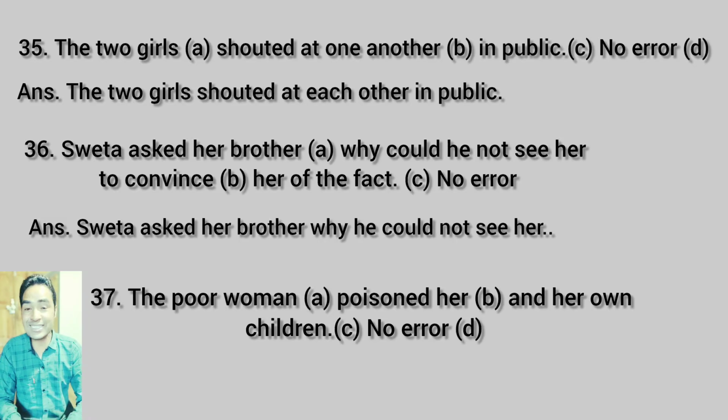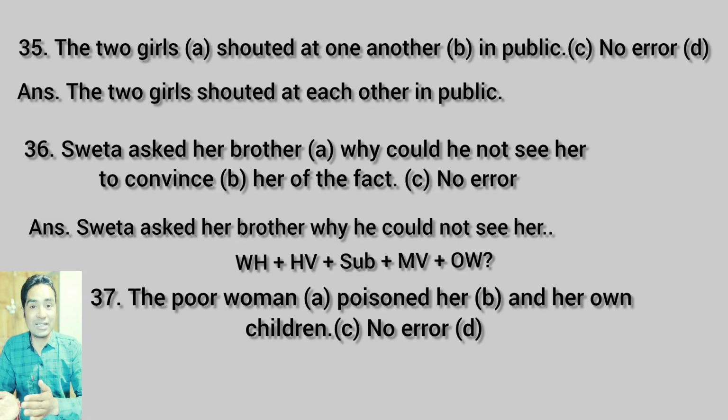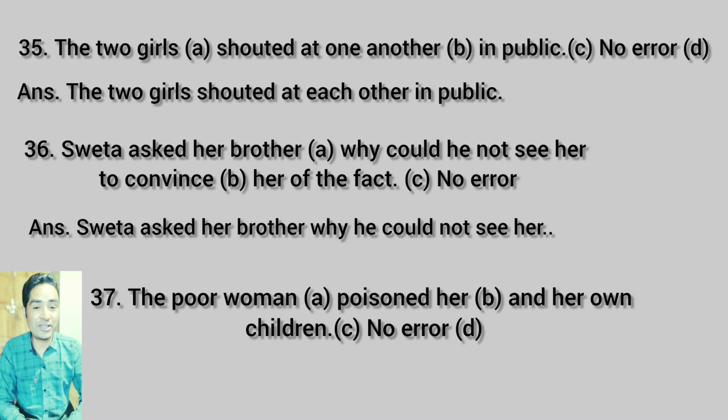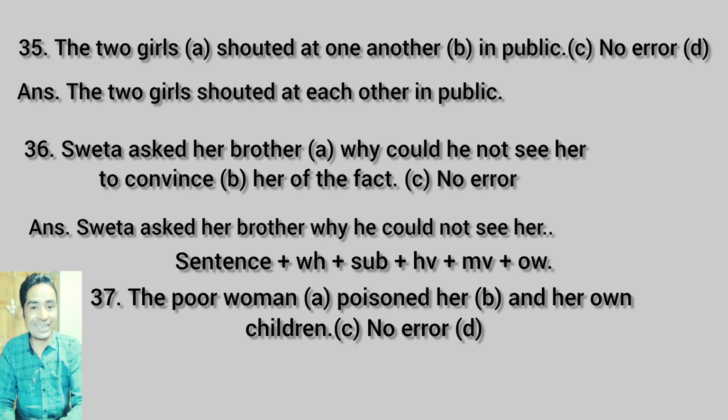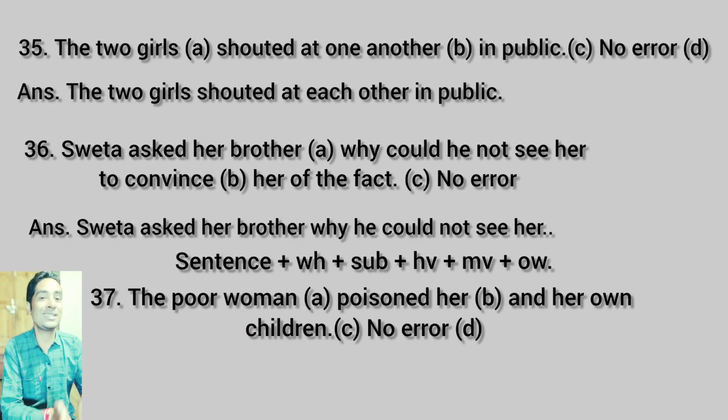When we use the WH family as an adverb or as an interrogative pronoun, the structure is WH family plus helping verb plus subject plus main verb plus other words. But when we use the WH family as a conjunction, the structure is sentence plus WH family plus subject plus helping verb, or main verb, whatever you want to say, plus other words.